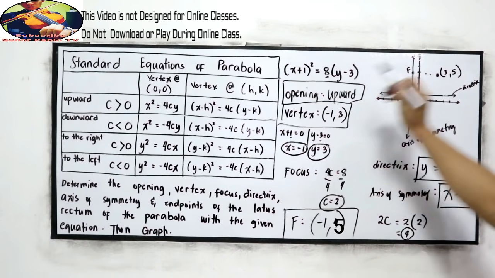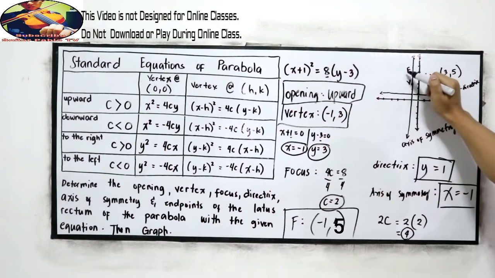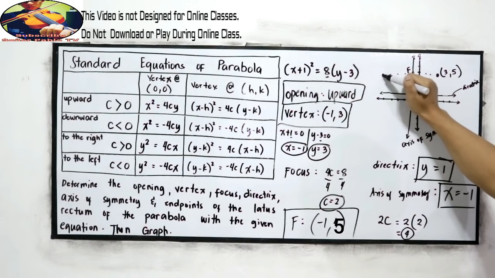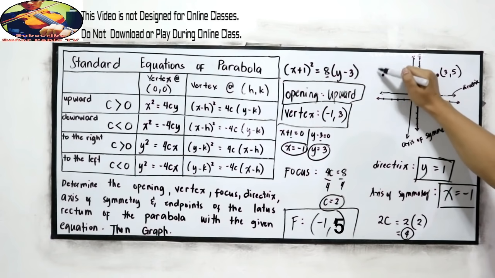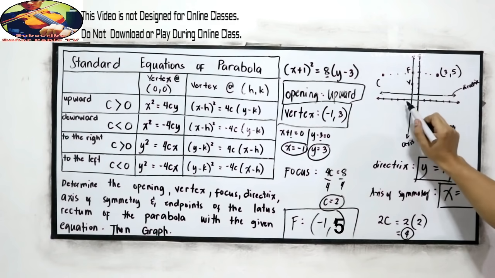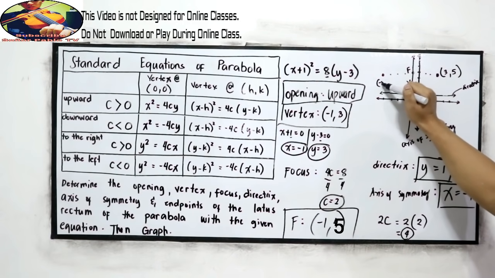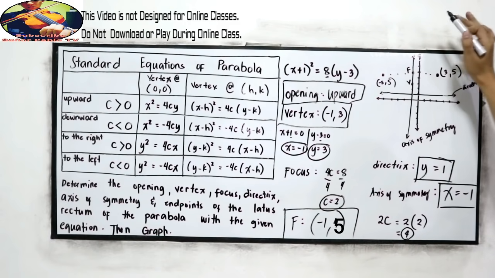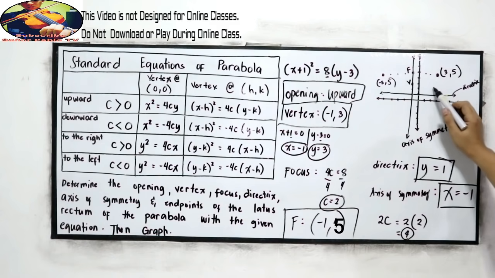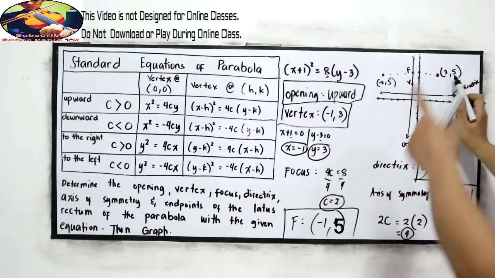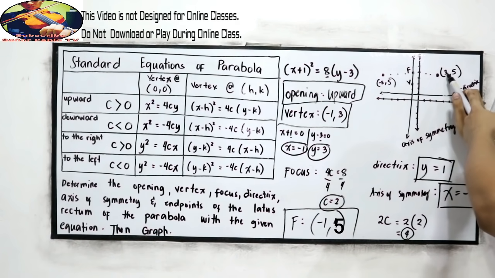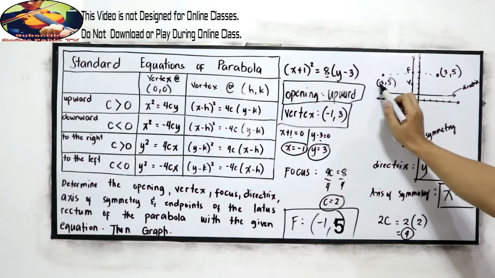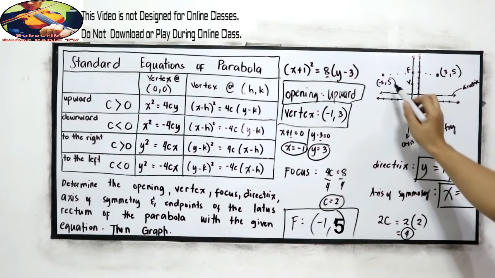And the other endpoint, from the focus, 4 units, 1, 2, 3, 4. So we have the coordinates negative 1, negative 2, negative 3, negative 4, negative 5 to positive 5 for our y-axis. Okay. The endpoints are, the rightmost point is 3, 5, and the leftmost is negative 5, 5.